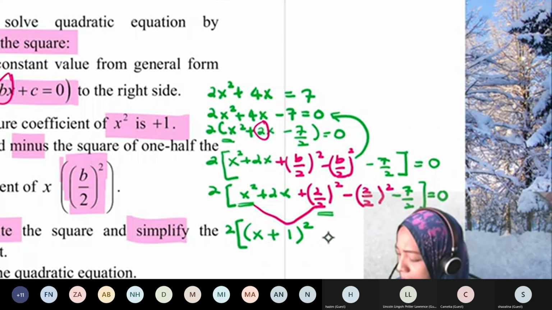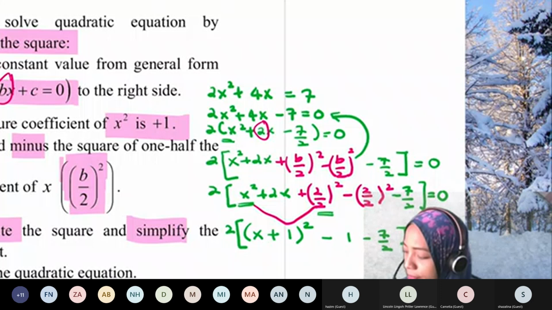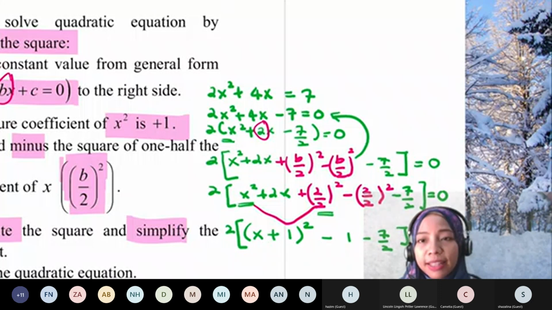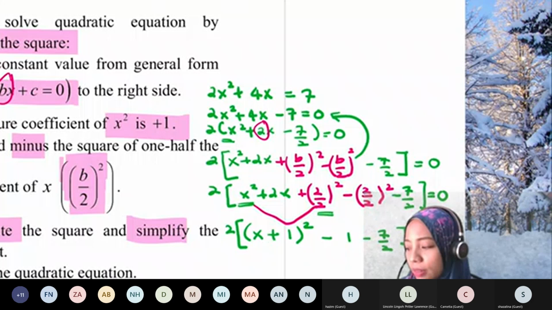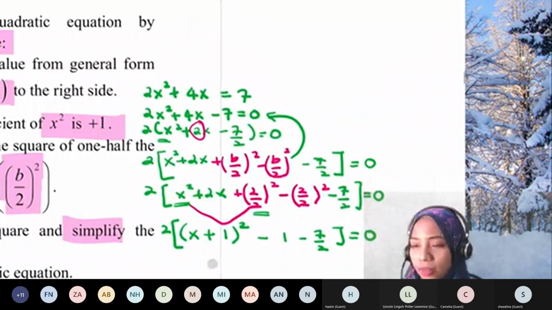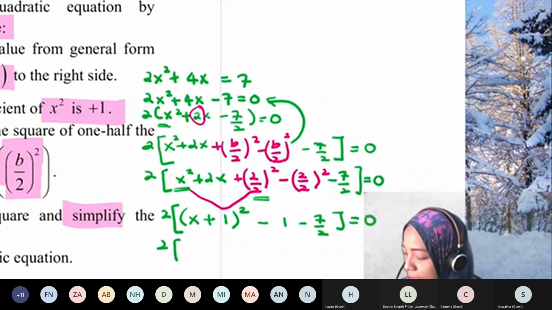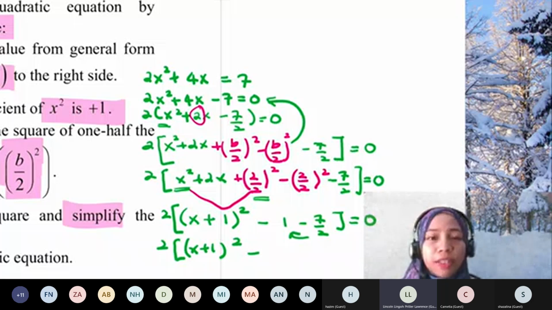Okay, minus dengan 2 over 2 adalah 1 square minus 7 over 2 equals to 0. Okay, 1 square is basically 1 lah. So, I tak payah tulis lah. Okay, kita nak simplify ni. So, 2x plus 1 square. Okay, ini macam mana? Negative 1 minus 7. Negative 9 over 2, right?